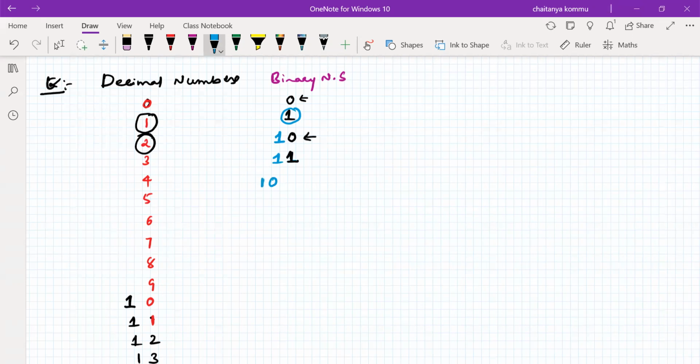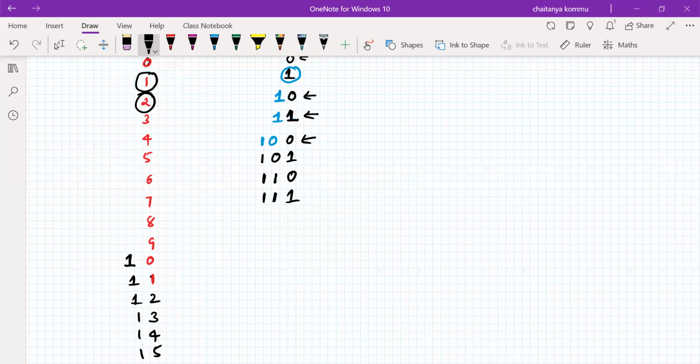1, 0. Again start with 0. So therefore, again start with 0. Next 1, 0, 1. So after completion of this one, again we have gone for another system. So therefore 1, 1, 0, 1, 1, 1. So once it is completed, I have to start from here. So like this, I can form different numbers from this. Again 0, 1, 0, 0, 1, like this.